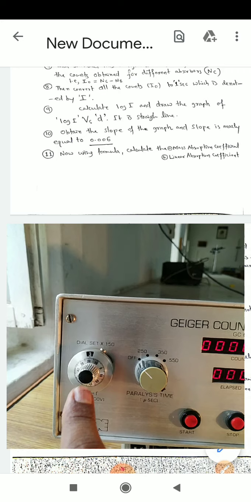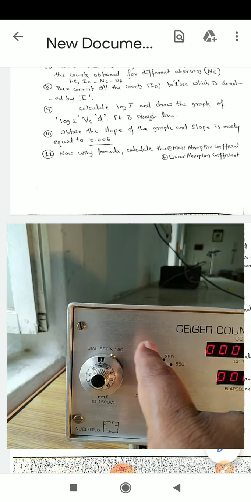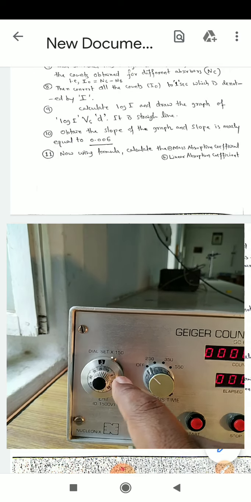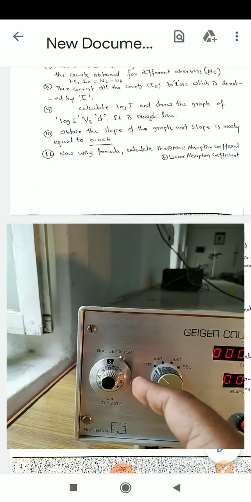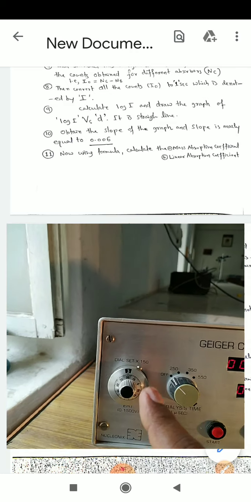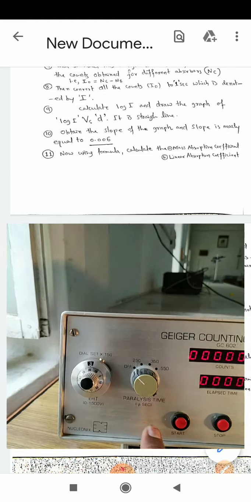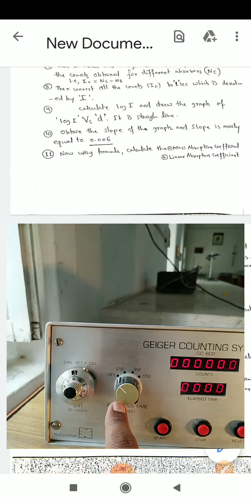Here I have already set the operating voltage: 3 into 150, that is 450, and 20 divisions, which will give you 30 volts. So a total of 480 volts is kept constant here, and the paralysis time should be in the off position.